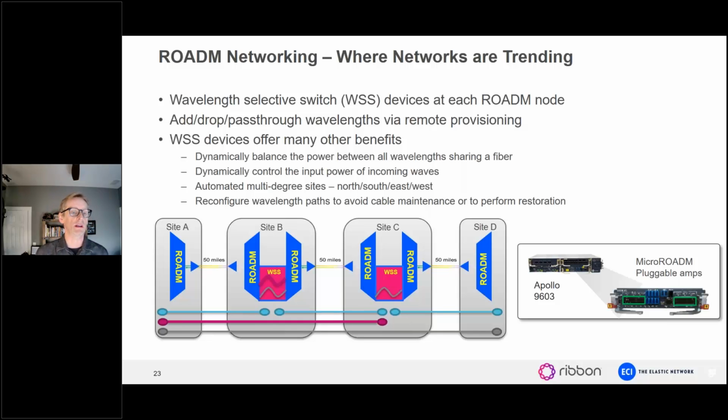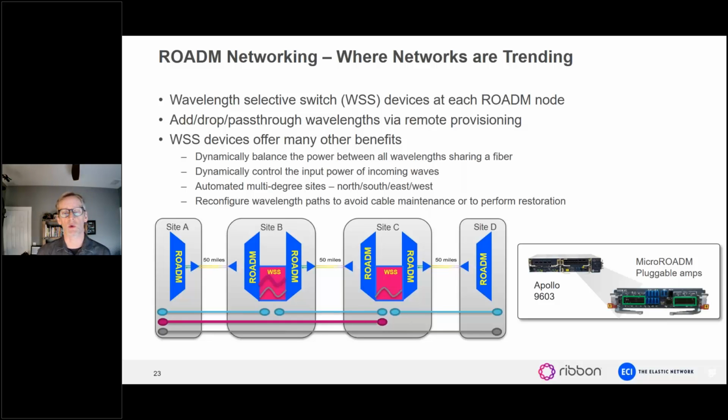And I can actually reconfigure wavelength paths during a maintenance window. Like if I'm going to do some work on a cable, what a lot of folks do is they'll go into their ROADM system and they'll just move the wavelengths around the other side of that network and get the traffic away from where they're going to do planned cable maintenance. And that way they make sure they don't have some kind of an outage.